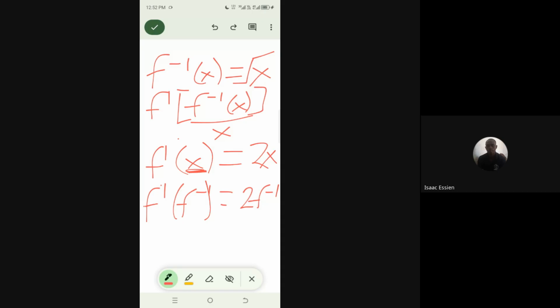Is it okay? It's the same. But this, the first part, it was x, so here was x. But the second part, you are using f inverse. Wherever you see it, you put f inverse there. Are we okay?